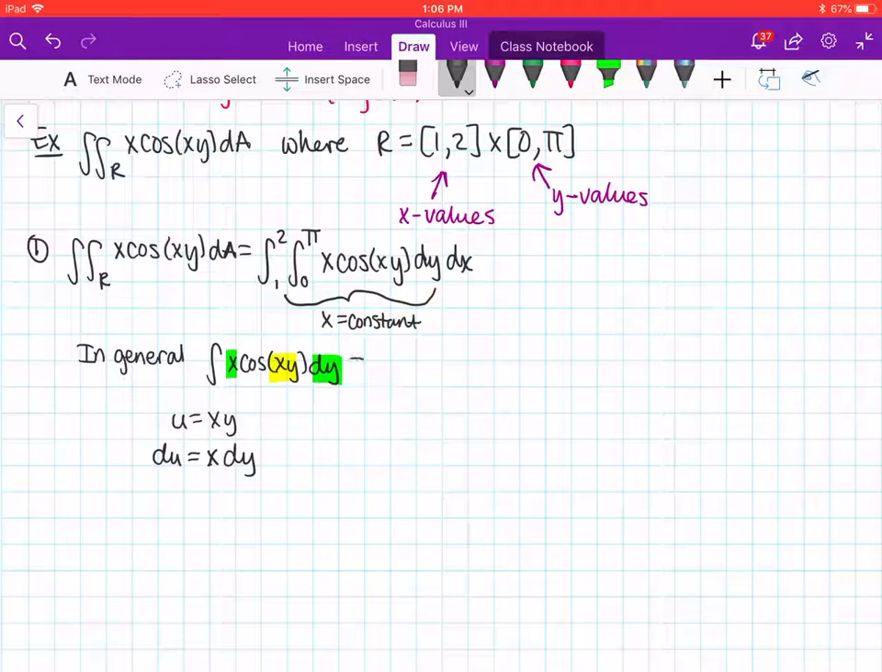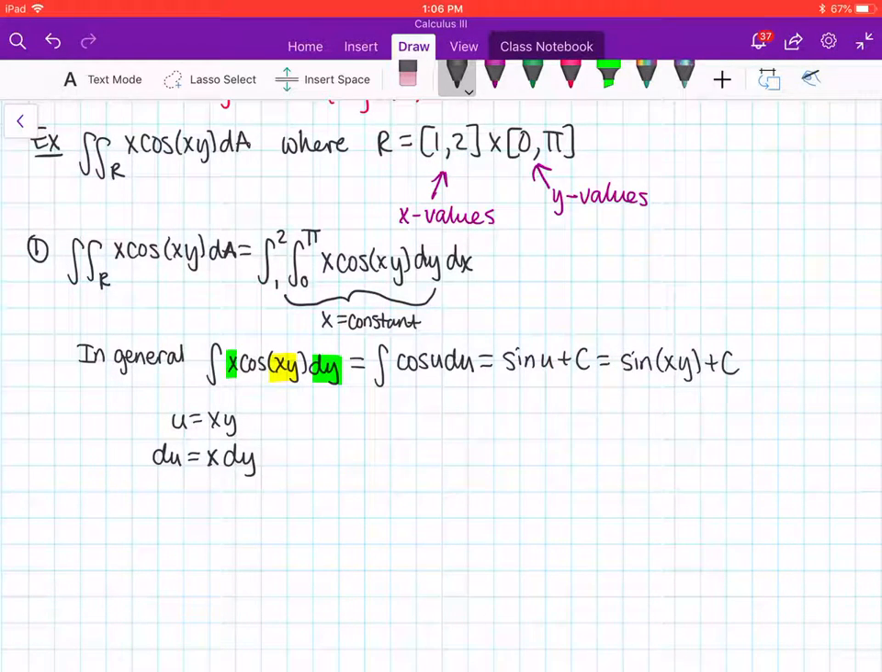So let's substitute in. So we got, instead of cosine of xy, we got cosine of u, and then instead of x dy, we have that it's du. Now the integral of cosine is sine u plus c, and then we substitute back in, and that's what the integral is in general. So we can go back up here and substitute in.